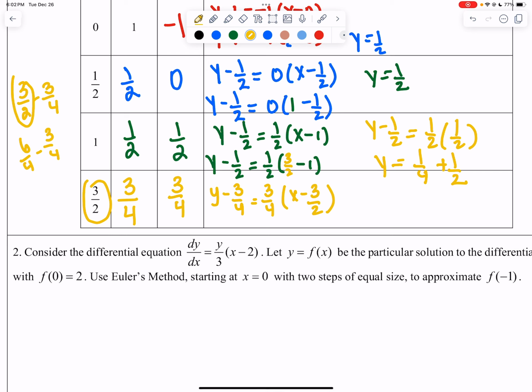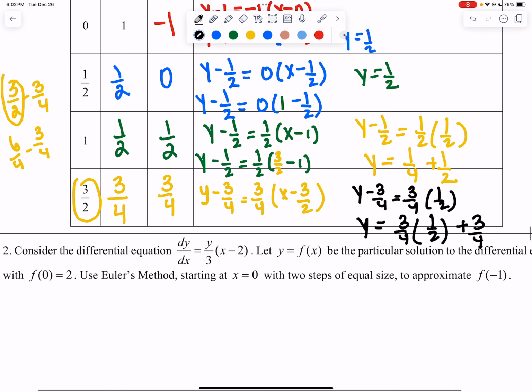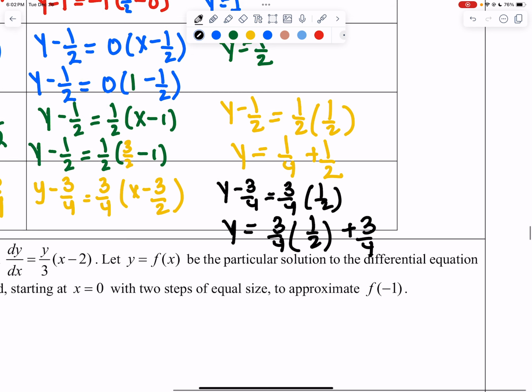We are approximating 2, so I'm going to plug in 2 here. And once again, you'll realize that 2 minus 3/2 is 1/2. So now you have y minus 3/4 is equal to 3/4 times 1/2. And honestly, if you want to keep it like this, where you have y is equal to 3/4 times 1/2 plus 3/4, heck, that's fine with me. I don't care. But if you were to make it pretty, this is 3/8 plus 3/4.